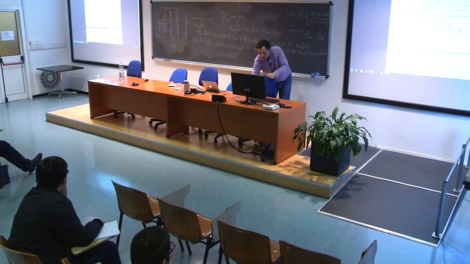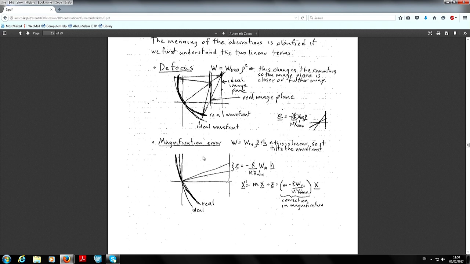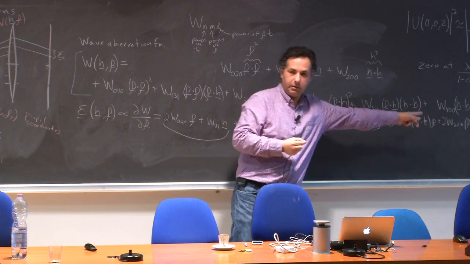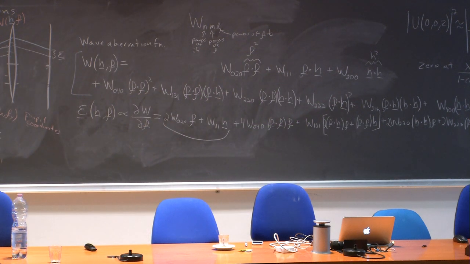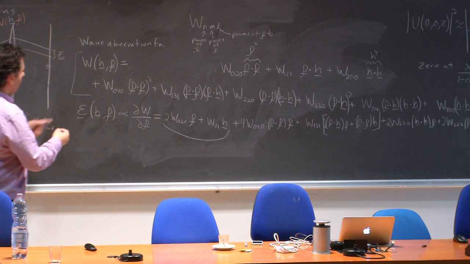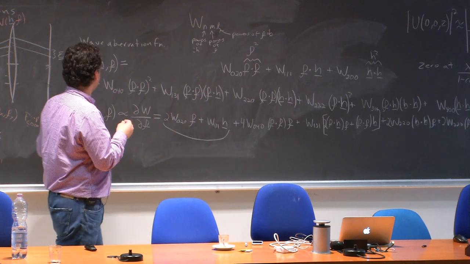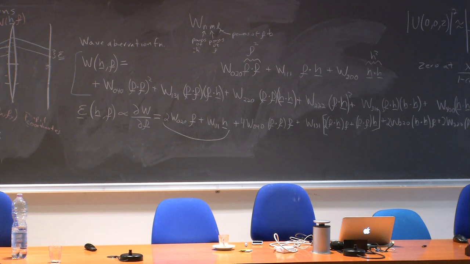So let's look at each one of these terms and what they mean. We're going to look at the wave aberration form. This is what we call the fourth order theory, so second order and fourth order. But sometimes we call it first order when we're talking about transverse aberrations that are linear in rho and h, and third order when we're talking about the aberrations. So what is the meaning of each one? W020 goes as rho squared. That tells you that your wavefront is independent of h, and all it does is increase quadratically. What does that mean? If I were to draw a quadratic here, how would it look?